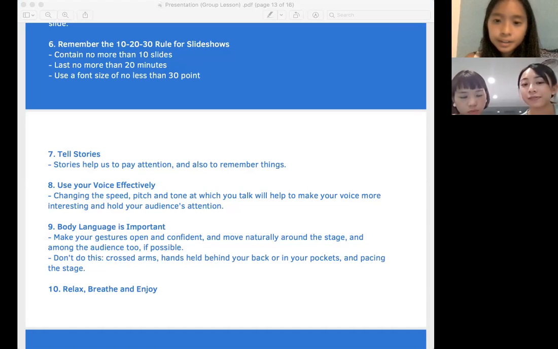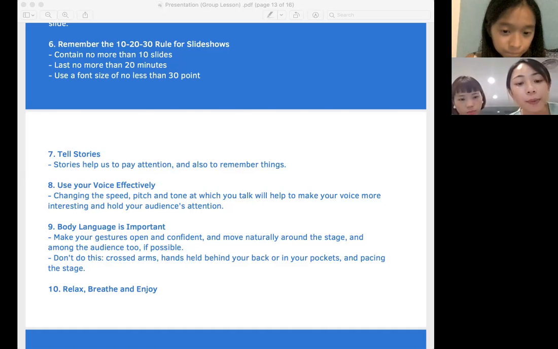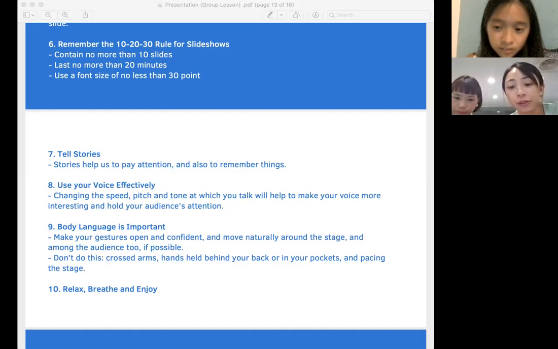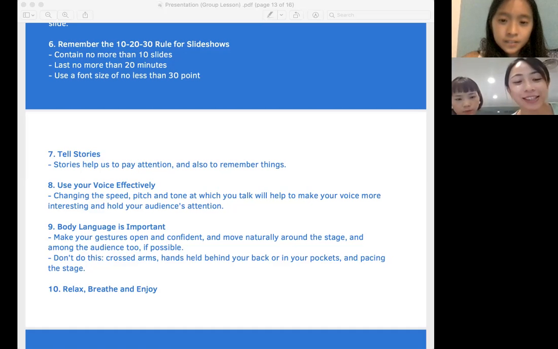Number 9. Body language is important. Make your gestures open and confident, and move naturally around the stage and among the audience too, if possible. Don't do this: cross arms, hands held behind your back or in your pockets, and pacing the stage.